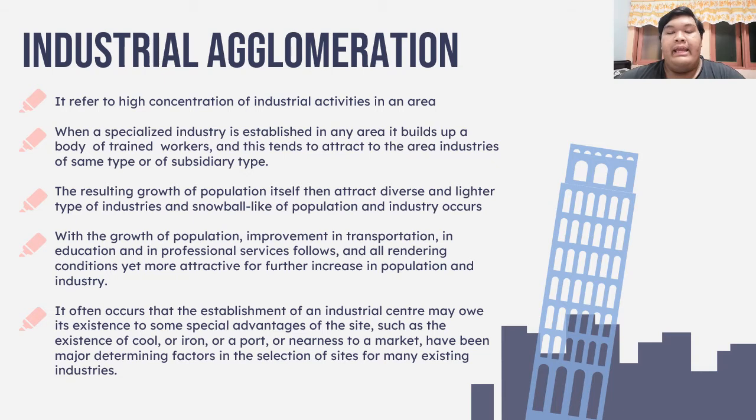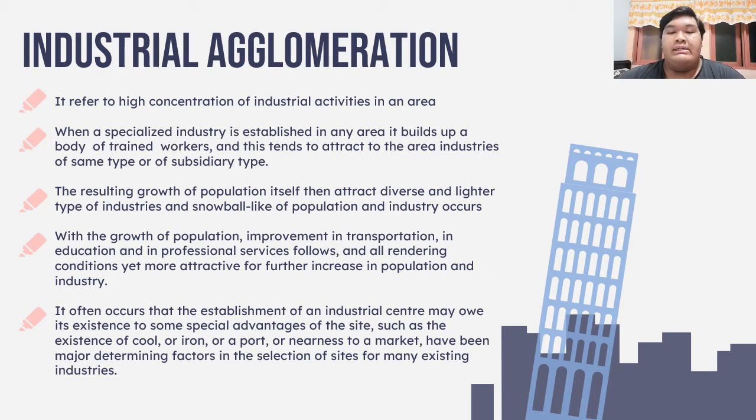For example, in Kuantan, as Dr. Suzy told us before, there are automotive industries, and around them there are tire factories, cushion making factories, and other related things needed by that automotive industry. The resulting growth of population itself then attracts diverse and lighter types of industries, and a snowball-like growth of population and industries occurs. When the growth of population, improvement in transportation, in education, and in professional services follows, they render conditions yet more attractive for further increase in population and industry.